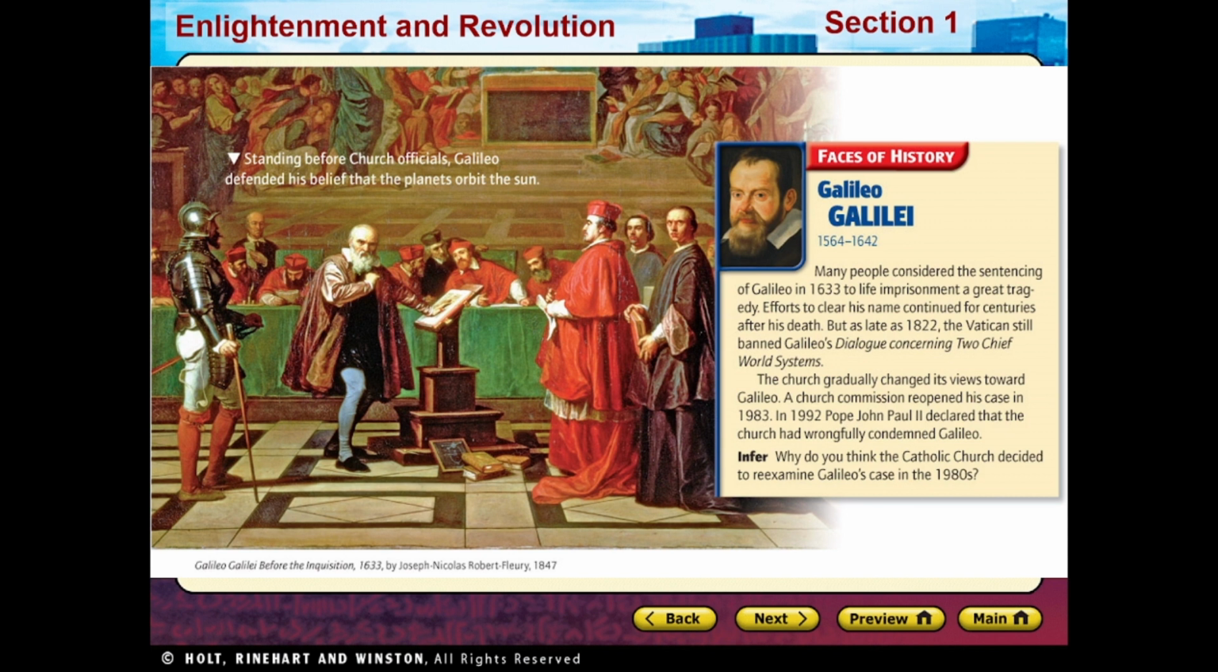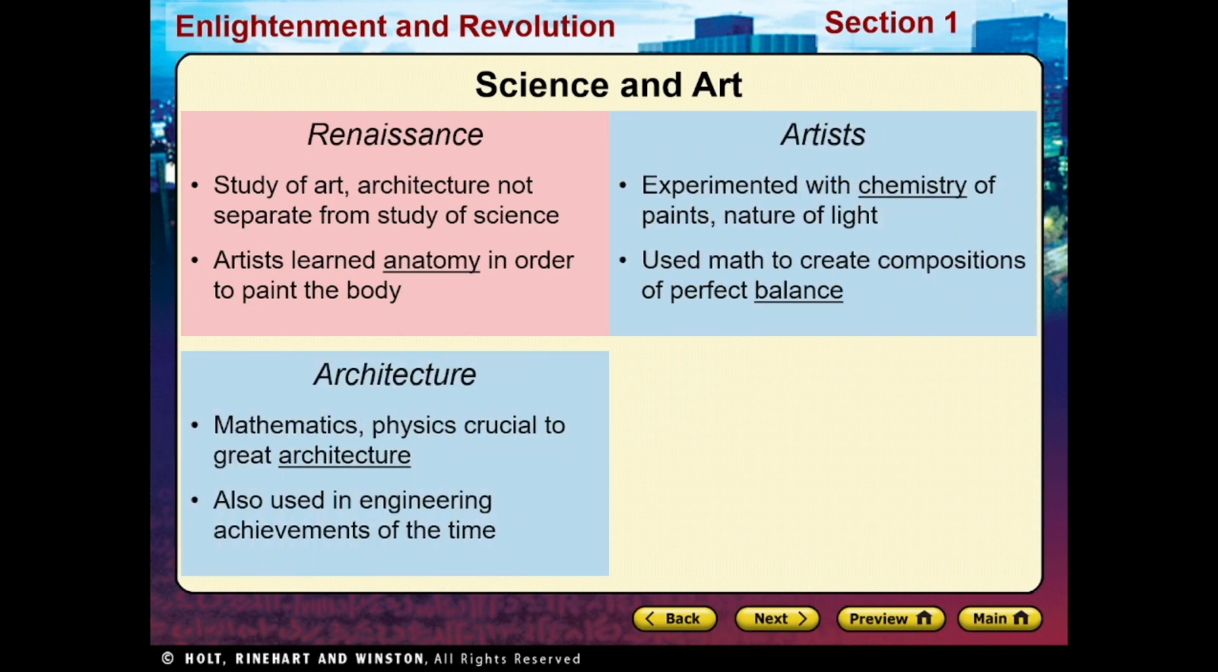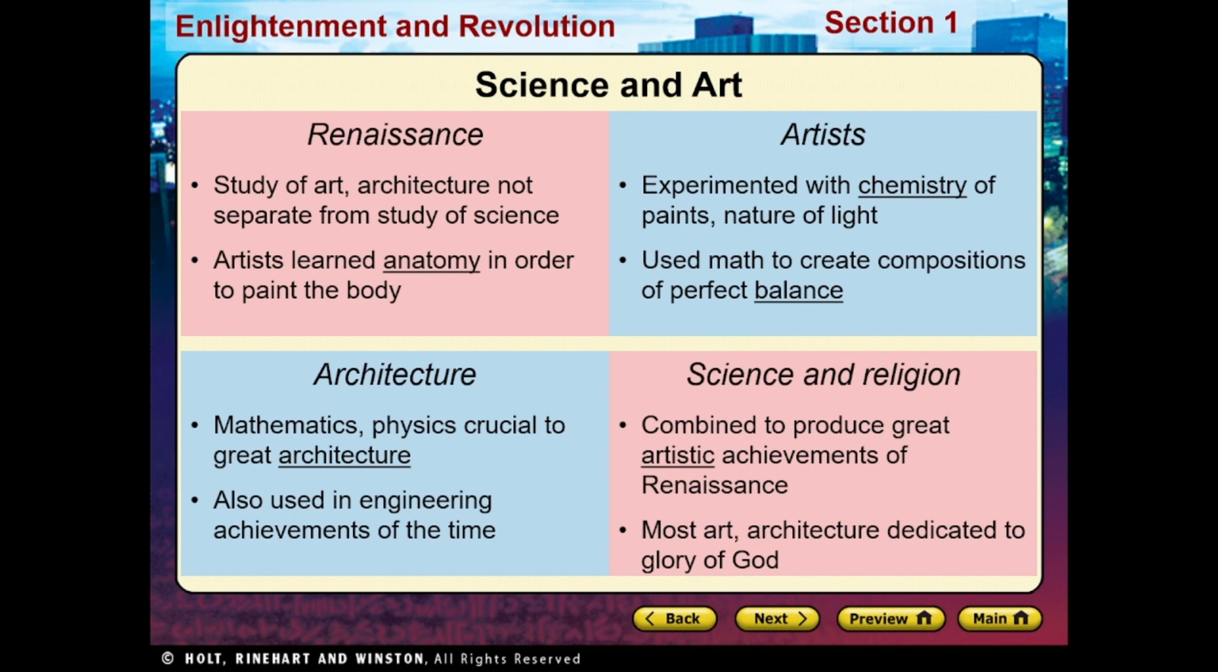Ayan. This is the faces of the scientists who were known in the scientific revolution. So, si Galileo Galilei, 1564 to 1642, and of course, the science and arts, Renaissance artists, architecture, and science and religion. So, Renaissance, study of art, architecture, not separate from study of science. Artists learned anatomy in order to paint the body. Artists experimented with chemistry of paints, nature of light, used math to create compositions of perfect balance, and architecture, mathematics, physics crucial to great architecture, also used in engineering achievements of the time. Science and religion combined to produce great artistic achievements of Renaissance. Most art, architecture dedicated to glory of God.